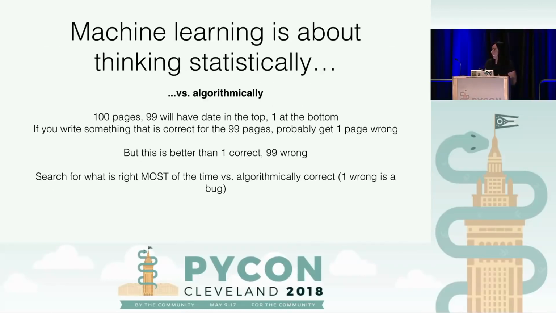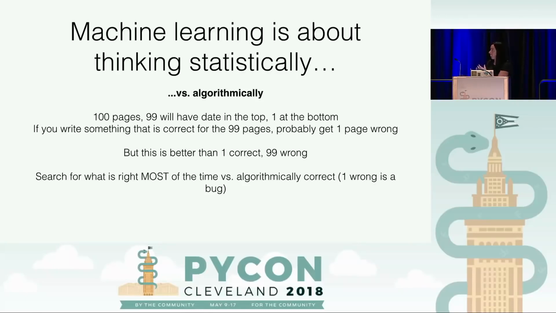Okay, so finally, a finishing thought that I think someone posted on Twitter, which I thought was cool: machine learning is a shift in your thinking. It's about thinking statistically versus algorithmically. Let's say you have 100 pages, 99 of them will have the data at the top, and one of them will have it at the bottom. If you write something that's correct for those 99 pages, that one page will just be wrong, right? It's one example of a statistical approach to solving problems.